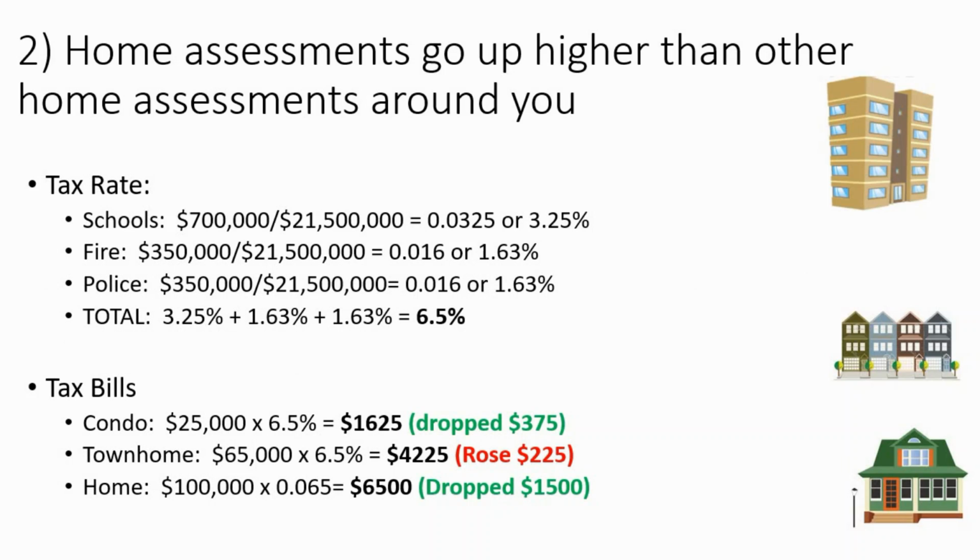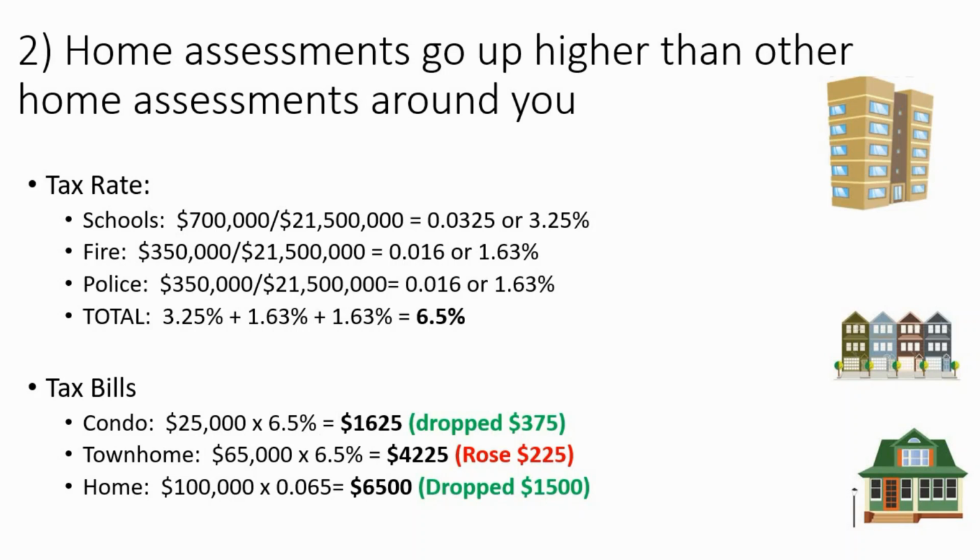And now look at the tax rate. For the schools, 700 grand divided by $21.5 million, it drops to 0.0325 or 3.25%. Fire, it drops to 1.63%. Same with police, 1.63%. So now calculate the tax bill.